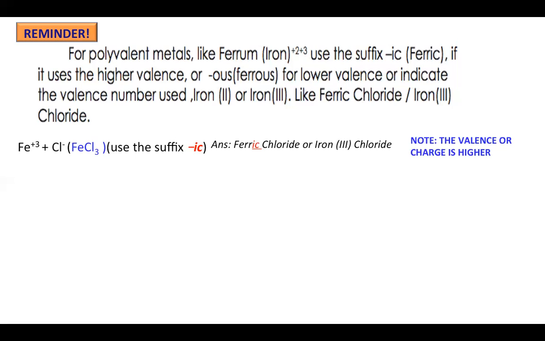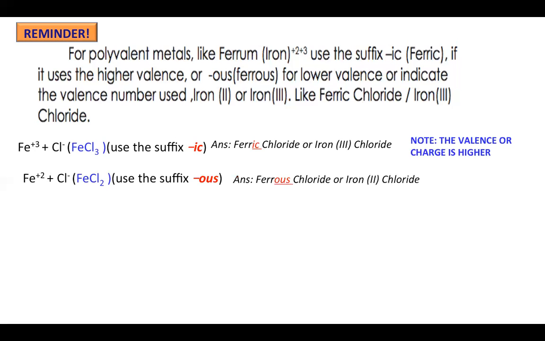Note the valence or charge is higher. Kasi tatlo, which is higher, 2 or 3. So of course, the 3 valence electron. Another one, Fe plus 2 plus Cl, cross method, you have FeCl2. Use the suffix OUS kasi lower yung valence or charge niya. The answer would be ferrous chloride or iron 2 chloride. Pag sagot mo iron, the numeric na 2 chloride, tama. Kung ang sagot mo naman ay ferrous chloride, tama din. So note the valence here is lower.